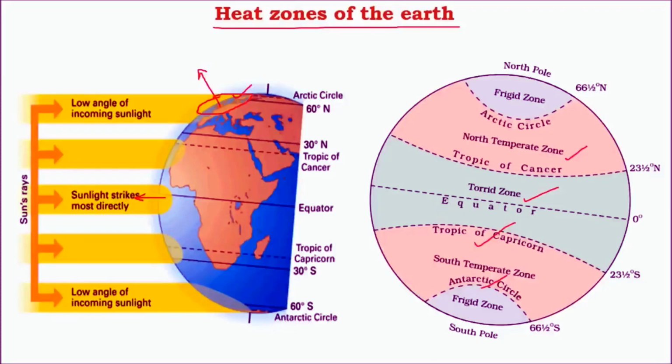And the next zone, that is the frigid zone, which is part of the Arctic and Antarctic Circle, is very cold because of the very small amount of sun's energy received here. That is, the sun's rays are very slant, and as a result, the amount of energy received per area is very low, and hence the temperatures here are extreme, that is, very low.